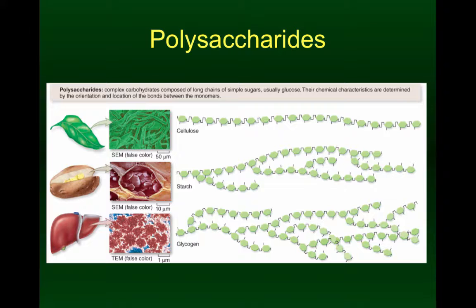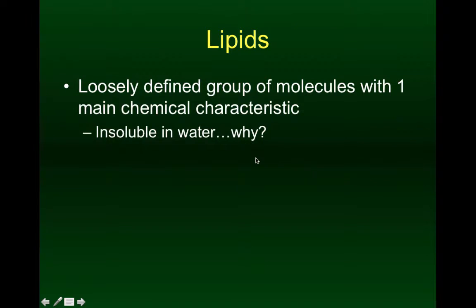Right? So these are polysaccharides. Cellulose, which again is a structural, indigestible to animal kind of polysaccharide, versus starch and glycogen, which are forms of energy storage of glucose. Sorry, glycogen's animal, starch is for plants. All right, so the next category we're going to look at are lipids.